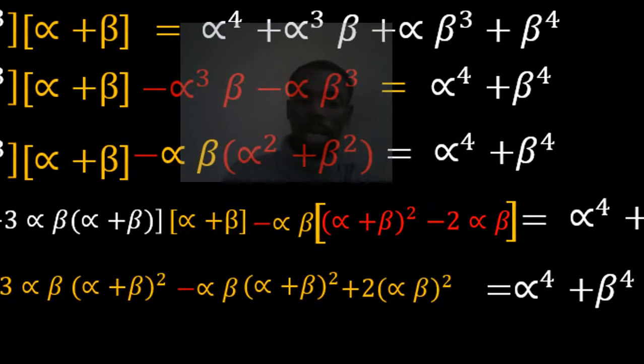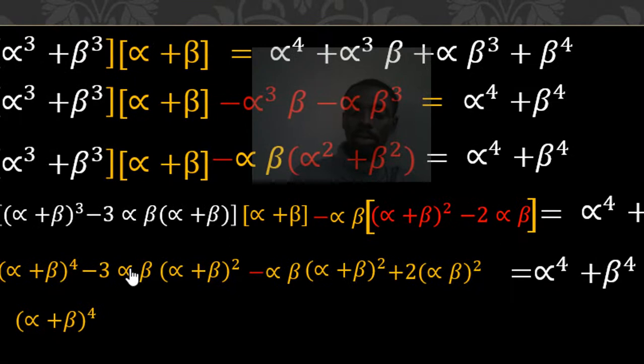So here is alpha plus beta raised to the power of 4. Now this minus 3 of this value, and I think this is minus 1 of the same value. This is alpha beta open bracket alpha plus beta all squared. This is also alpha beta open bracket alpha plus beta all squared. So this is minus 3 of the value, and this is minus 1 of the same value.